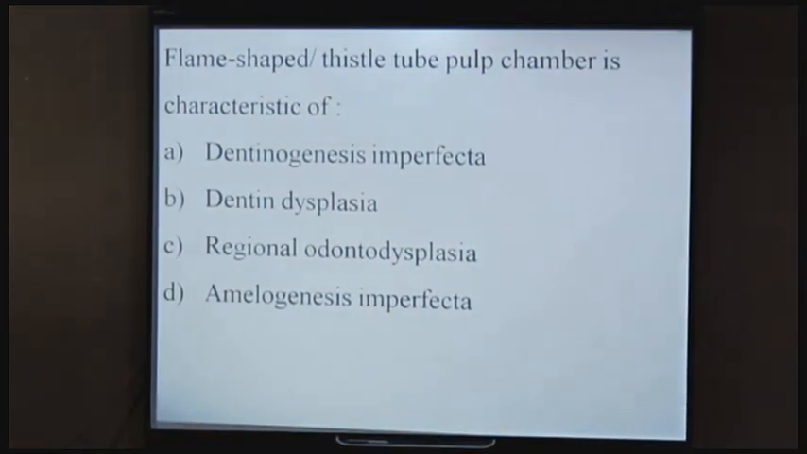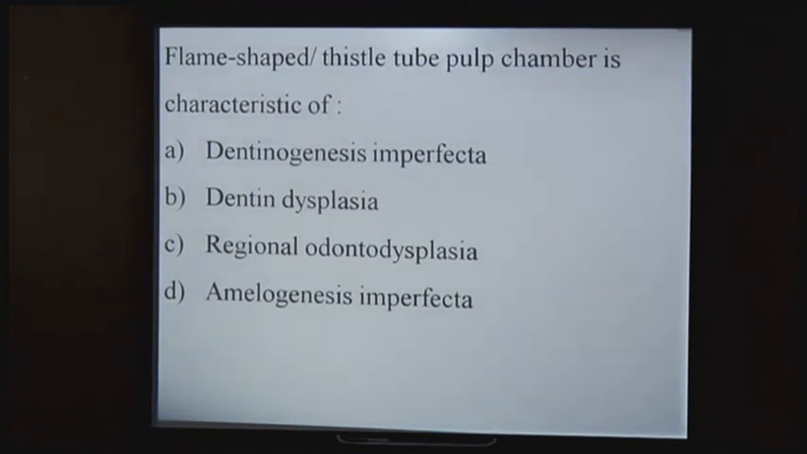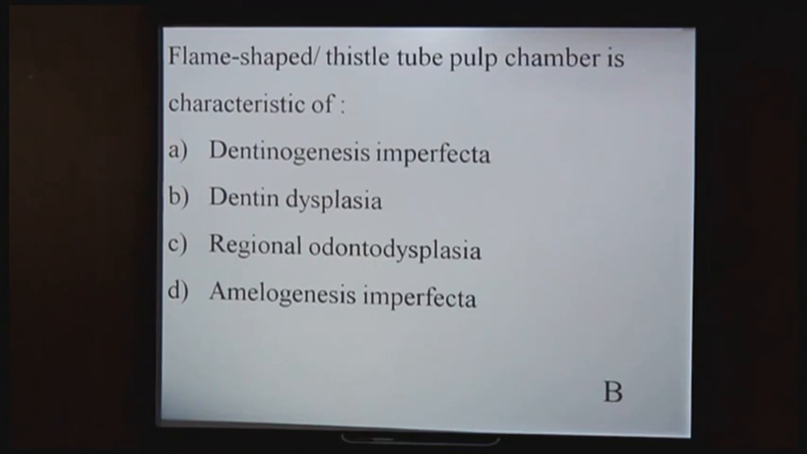Flame shape or thistle tube shape pulp chamber is characteristic of regional odontodysplasia, dentin dysplasia. Regional odontodysplasia is your ghost teeth. You will not have roots at all. It will be like your tooth is just hanging in air.